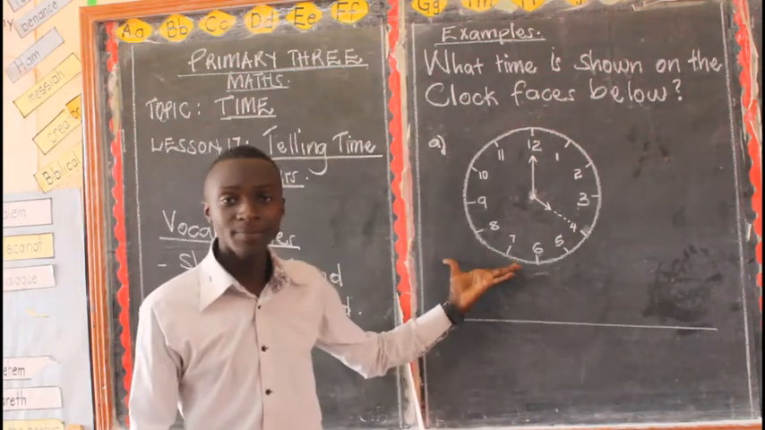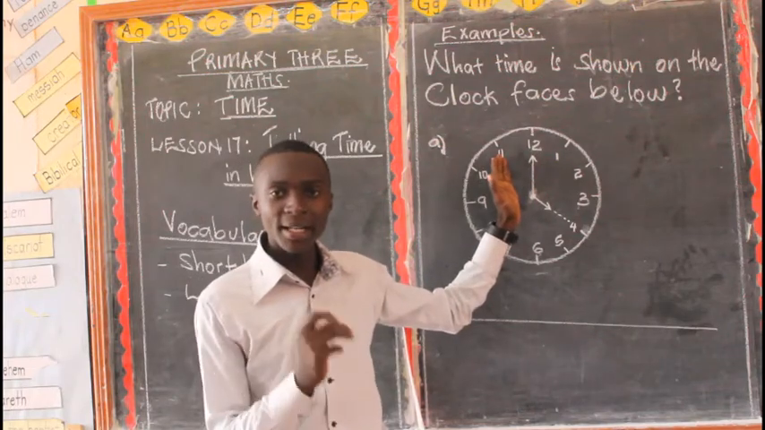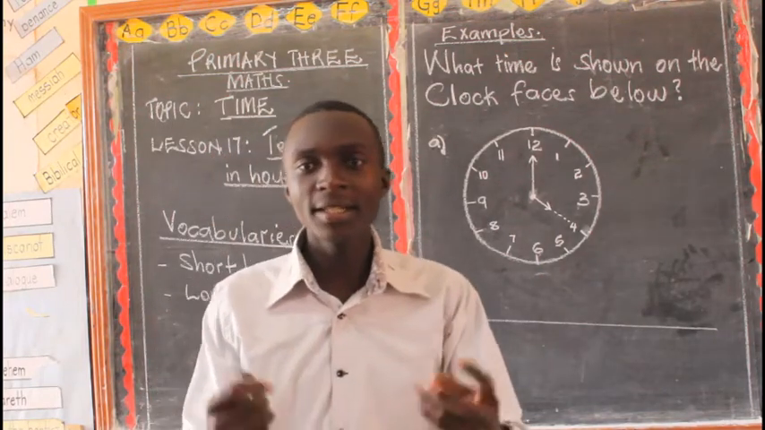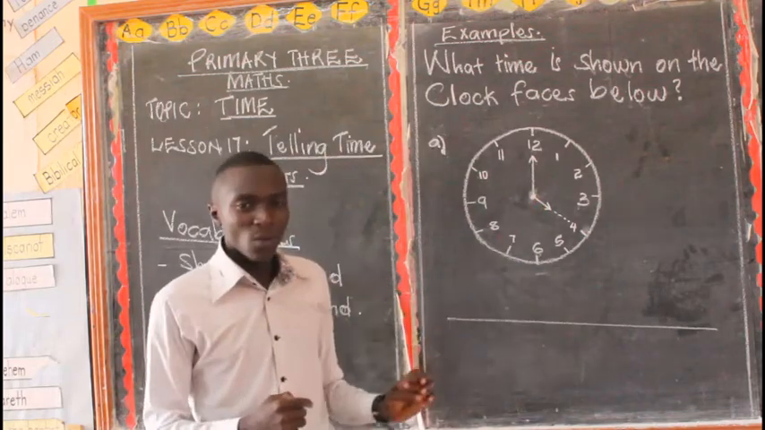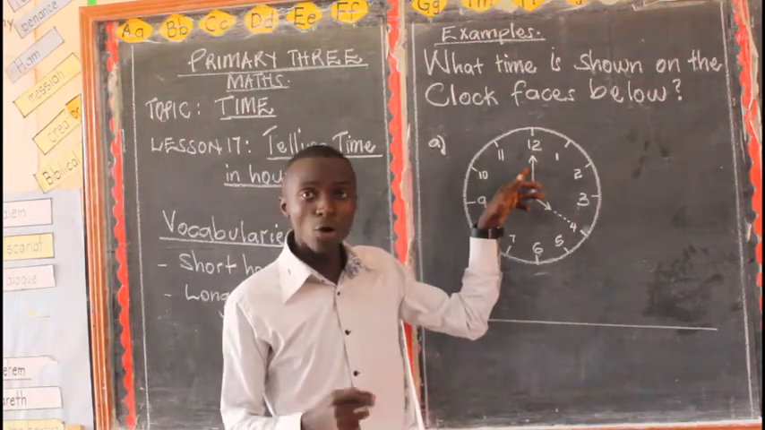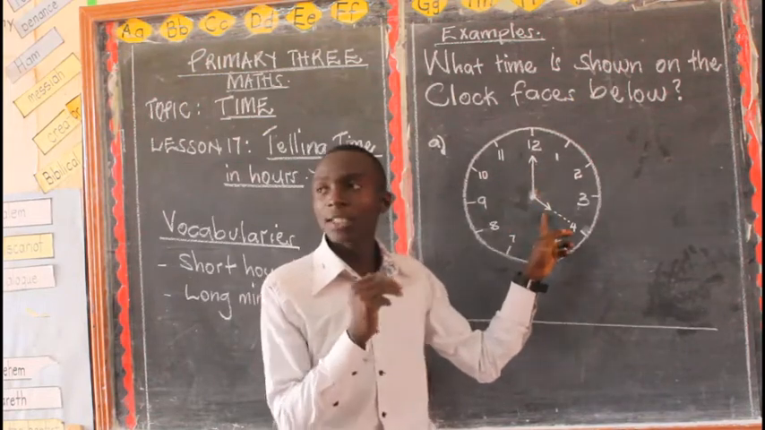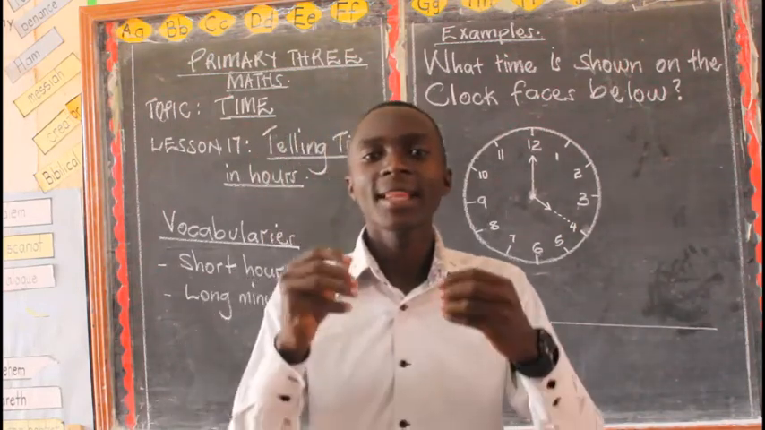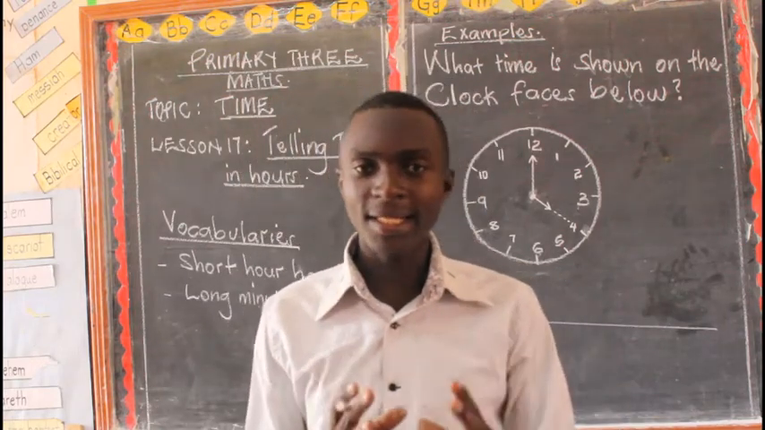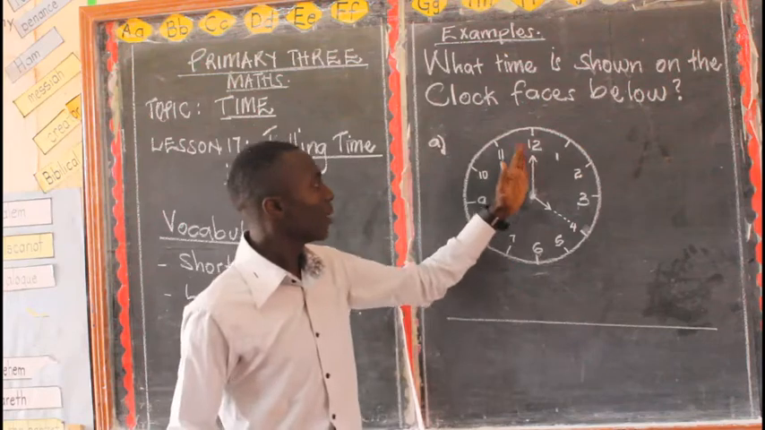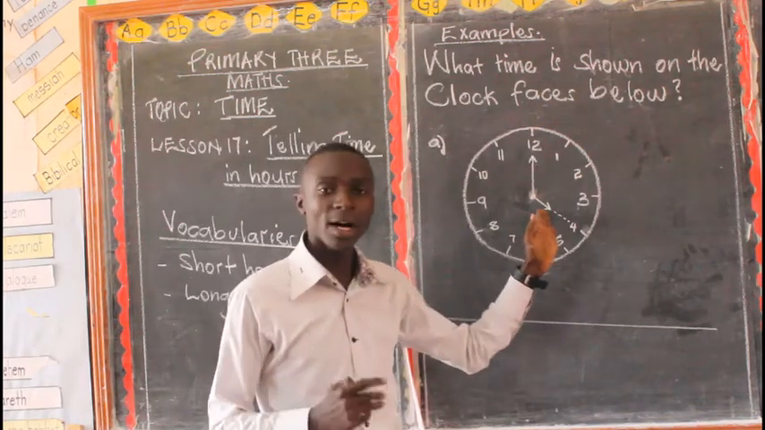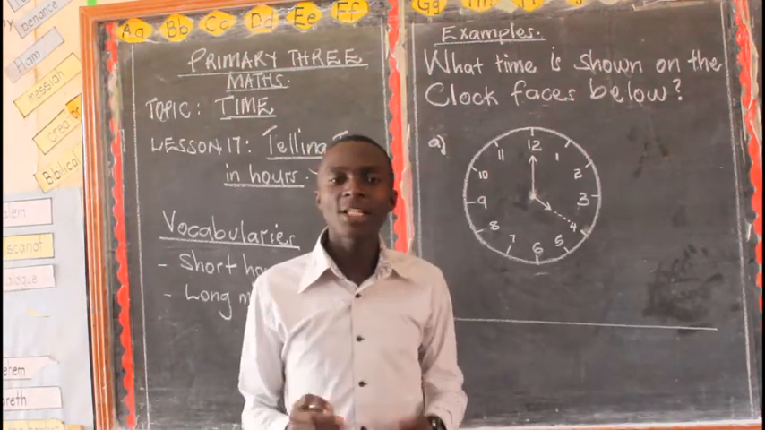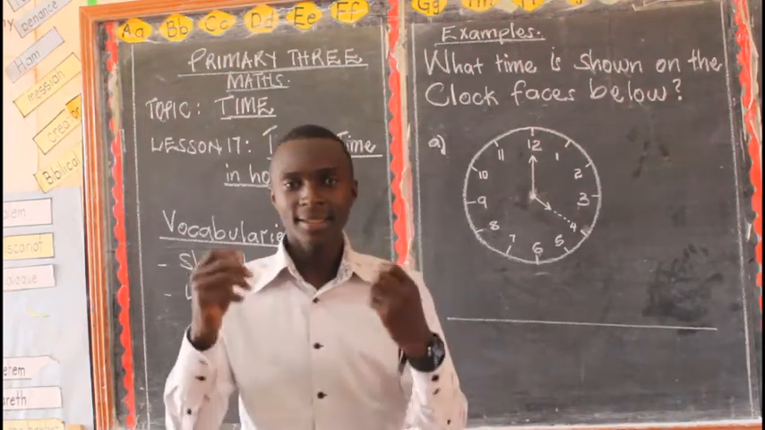We have our clock face here. The long minute hand is facing 12, while the short hour hand is facing 4. What is the time? When the long minute hand is facing 12 and the short hour hand is facing any digit, it means that we are telling the exact time. For example, the long minute hand is facing 12 and the short hour hand is facing 4.